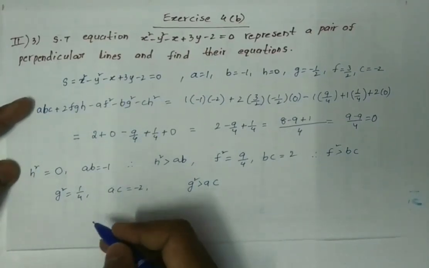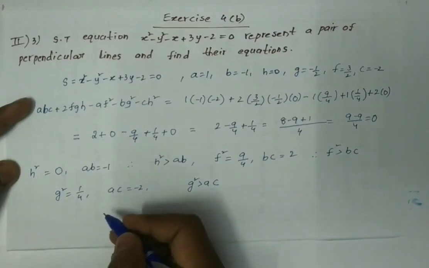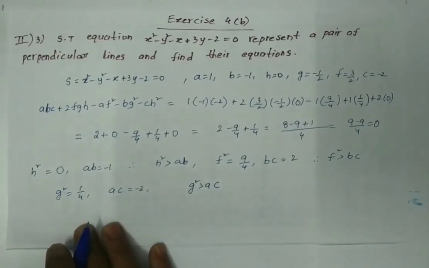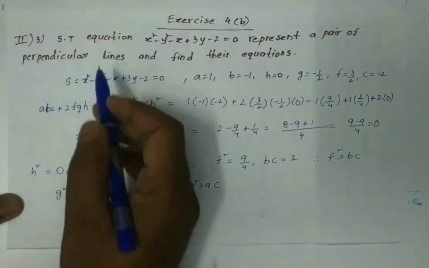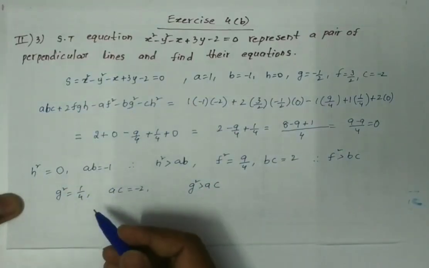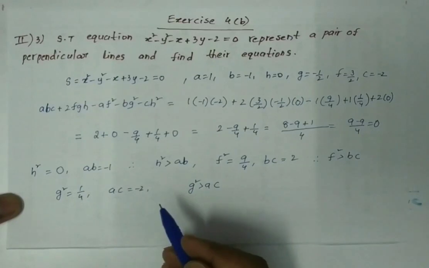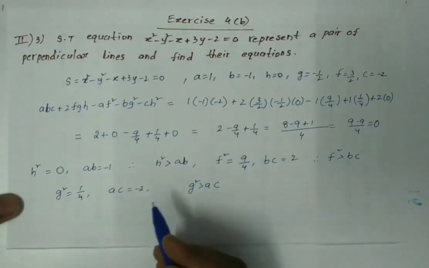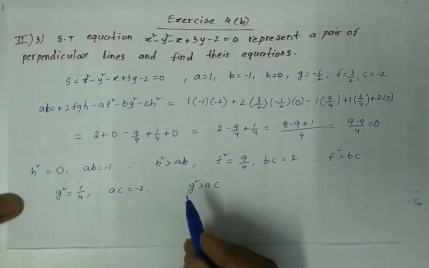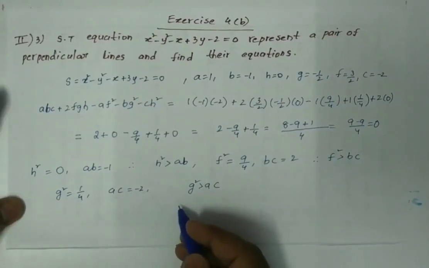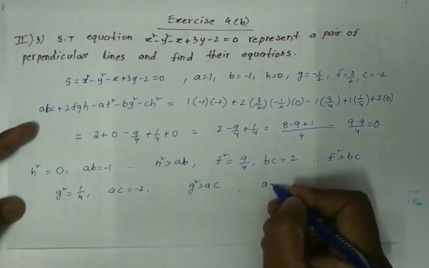Now let us check whether the given equation represents a pair of perpendicular lines or not. If A plus B is equal to 0, then we can say that the given equation represents a pair of perpendicular lines. So now let us find A plus B.